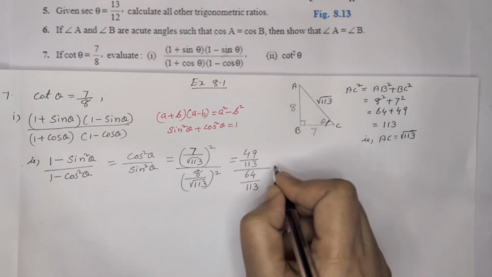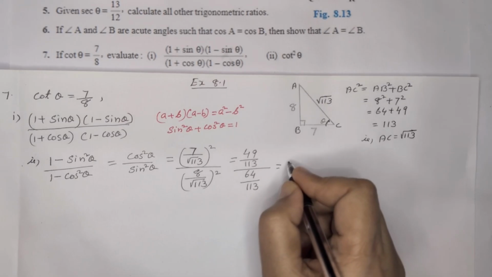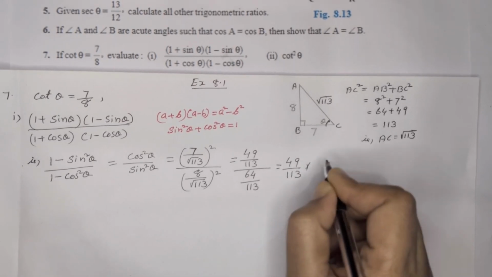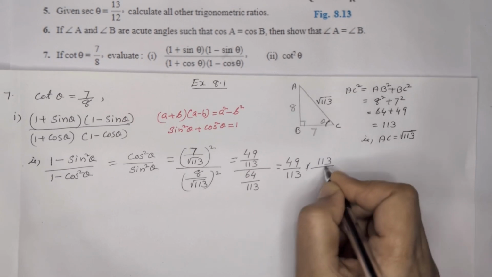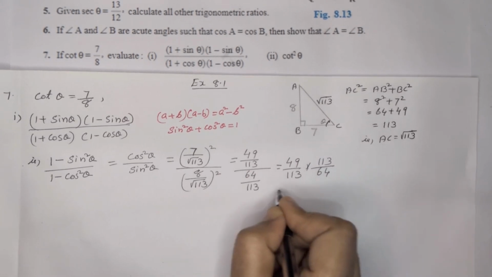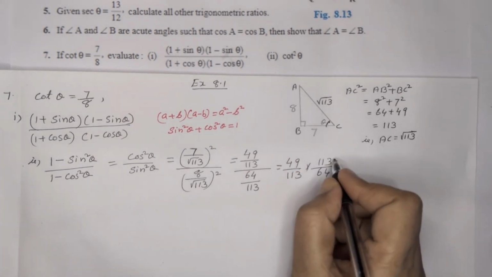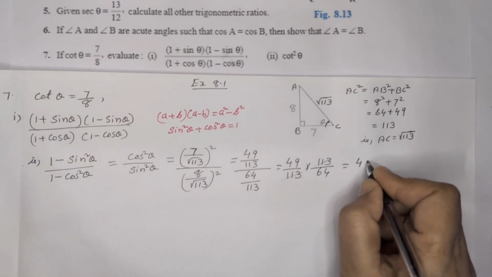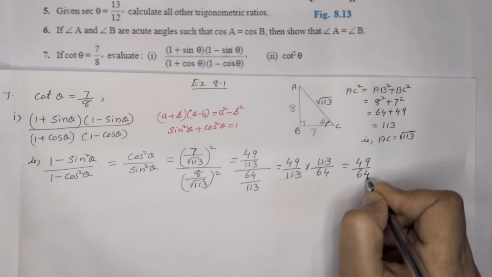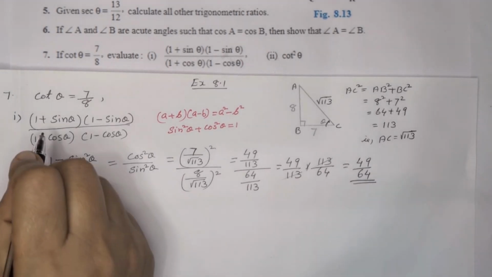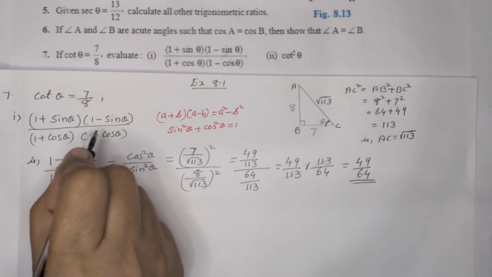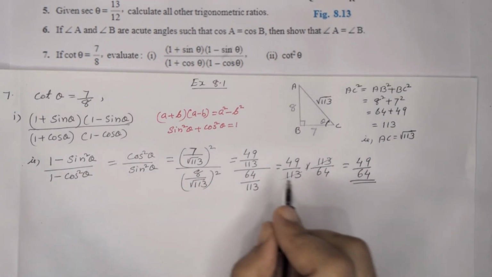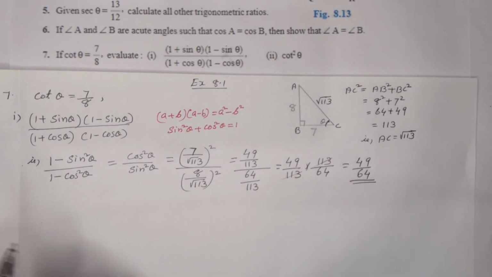Two fractions are here, so take the second one as the reciprocal. 49 by 113 into 113 by 64. Second fraction, take the reciprocal and multiply. Here 113 we can cancel. So what we are getting is 49 by 64. That means the first part, 1 plus sin theta into 1 minus sin theta divided by 1 plus cos theta into 1 minus cos theta is equal to 49 by 64.